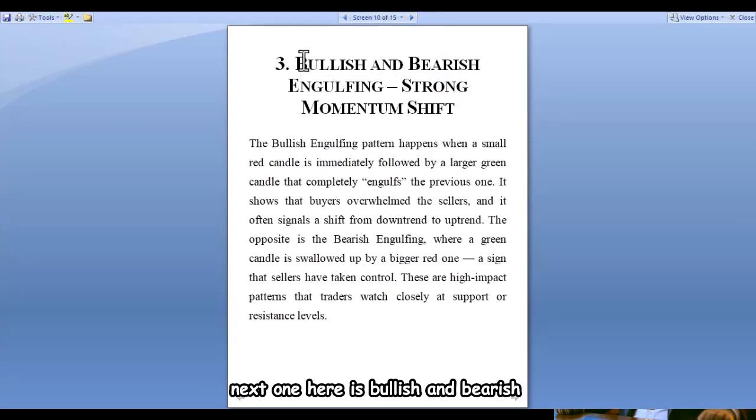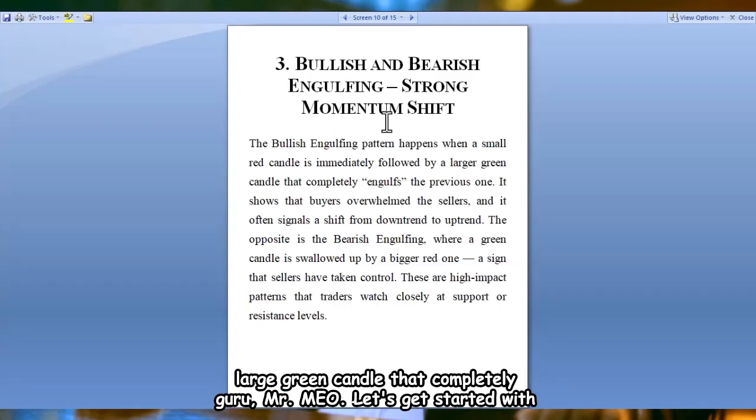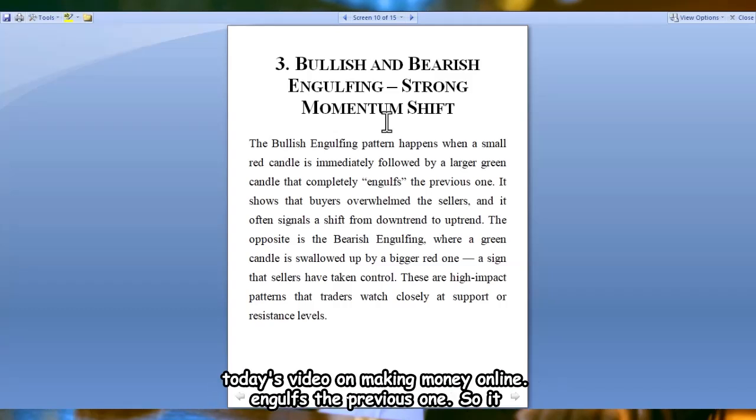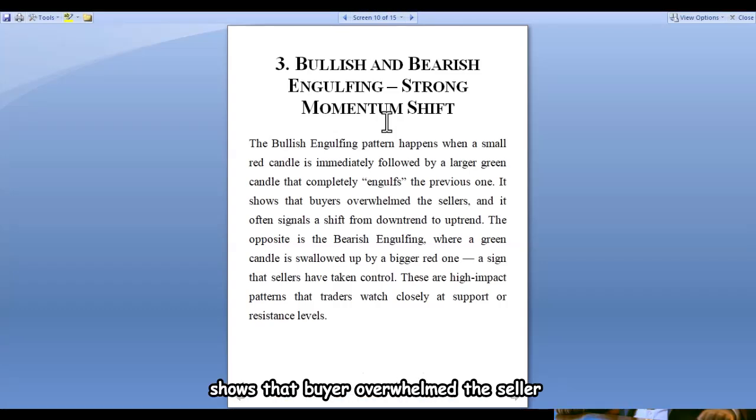The next one here is bullish and bearish engulfing, a strong momentum shift. The bullish engulfing pattern happens when a small red candle is immediately followed by a large green candle that completely engulfs the previous one. It shows that buyers overwhelmed the sellers, and it often signals a shift from downtrend to uptrend. The opposite is the bearish engulfing, where a green candle is swallowed up by a bigger red one, a sign that sellers are taking control. These are high impact patterns that traders watch closely at support or resistance levels.